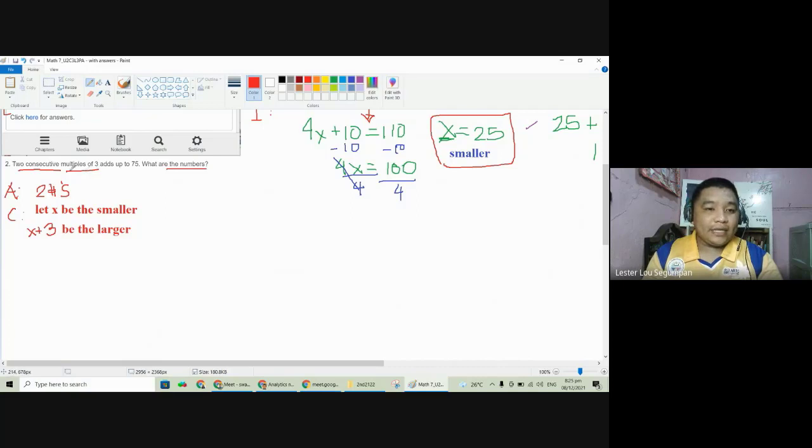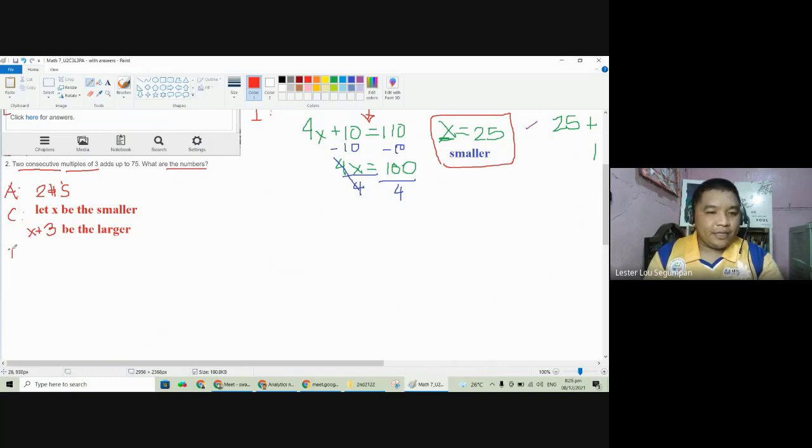Now, this is different if we have multiples of 5. Instead of 3, you'll be adding 5. If multiples of 8, you'll be adding 8. Multiples of 2, you'll be adding 2. So take a look at those analyses. This is the correct representation for the two numbers.